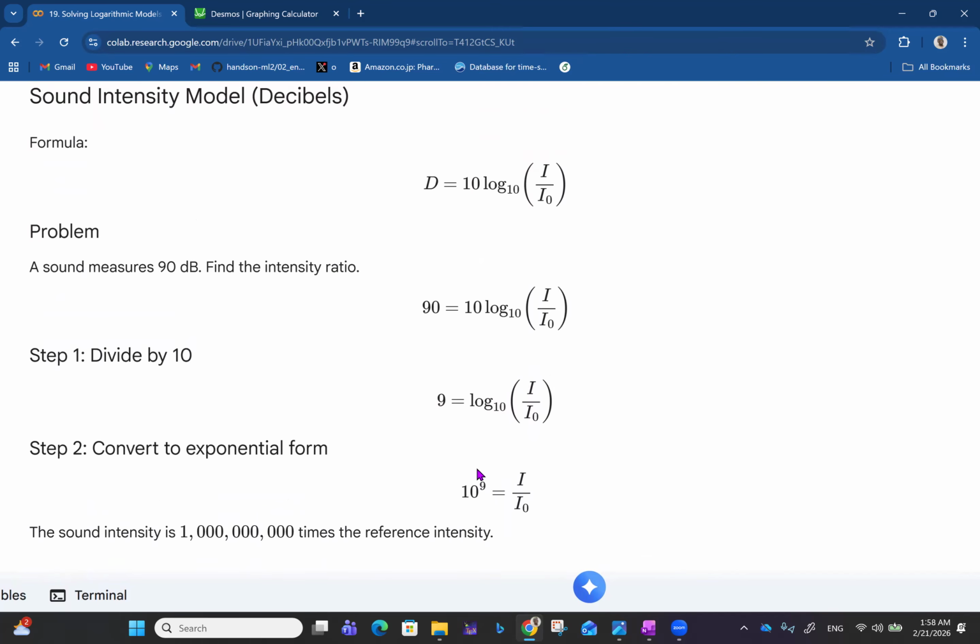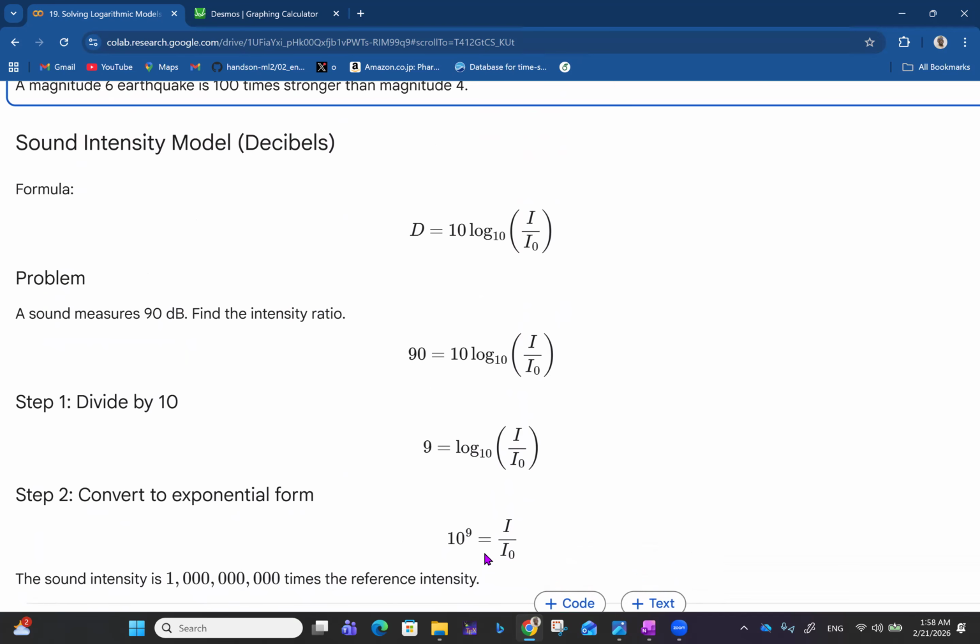So I over I naught is 10 raised to power 9, and that is 1 billion, right? So we say the sound intensity is 1 billion times the reference intensity. Whatever the reference intensity is, the sound of 90 decibels is 1 billion times the reference intensity. So that's talking about the sound intensity model.